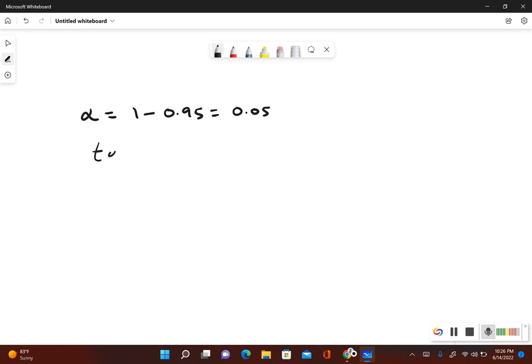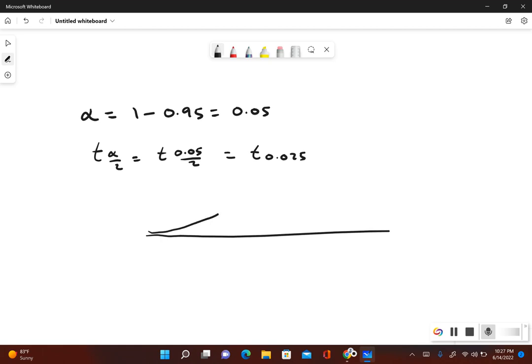So now when we're trying to find the critical value t sub alpha over 2, we have t sub 0.05 divided by 2, which gives us t sub 0.025, which tells us we have an area of 0.025 to the right of this t-score. So we want to figure out what that is. Now let's go ahead and take a look at StatCrunch.